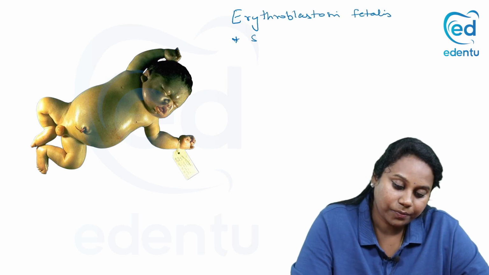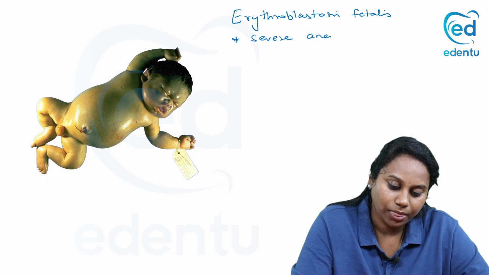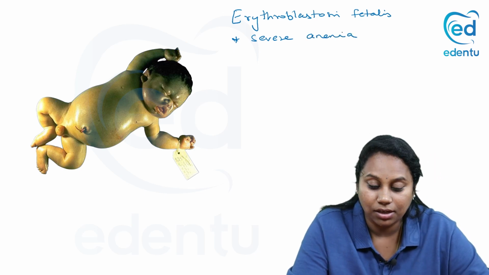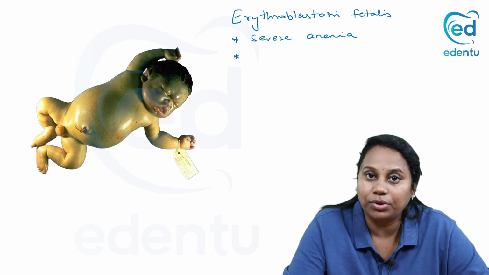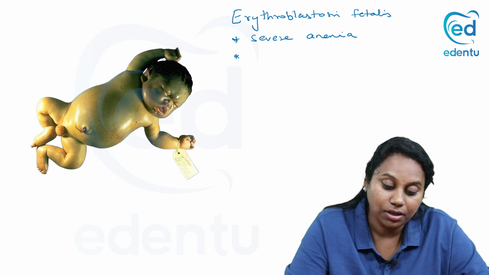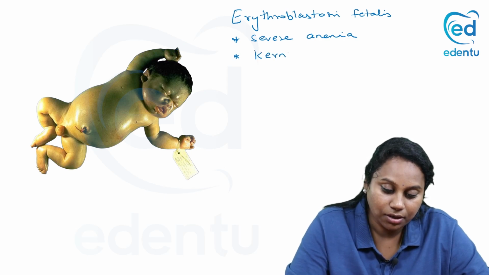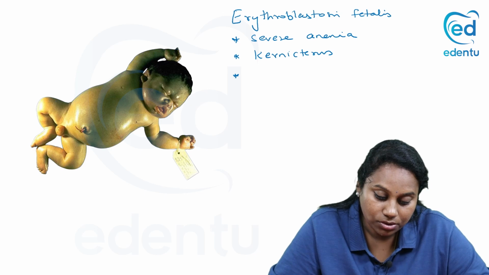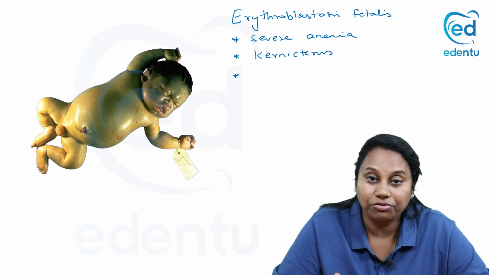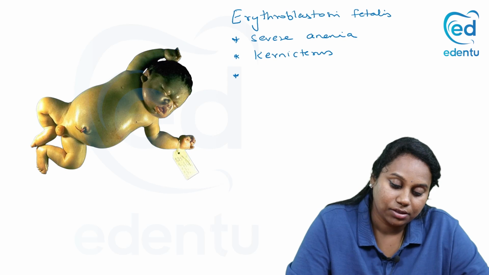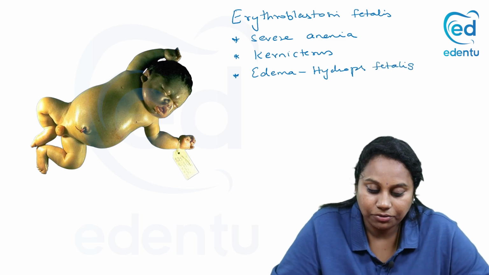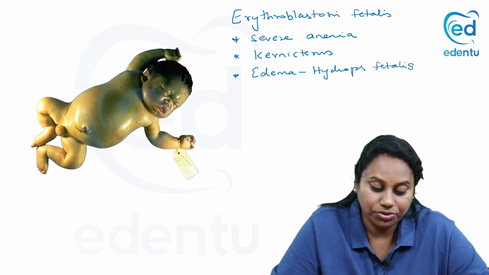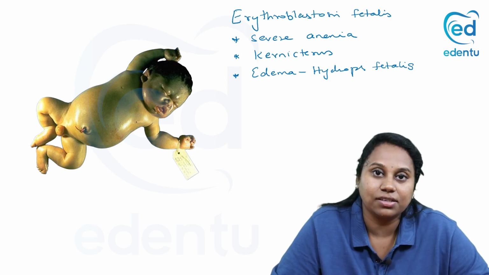The presentations are severe anemia. Why is there anemia? Because of hemolysis. Hemolysis can release increased levels of bilirubin, which can go into the brain of the baby and damage the brain, thereby causing kernicterus. Hemolysis also results in edema. Look at the abdomen and the face, it's edematous, swelling. This is called hydrops fetalis. The baby suffers from all this, and it's very difficult to treat this kind of erythroblastosis fetalis.